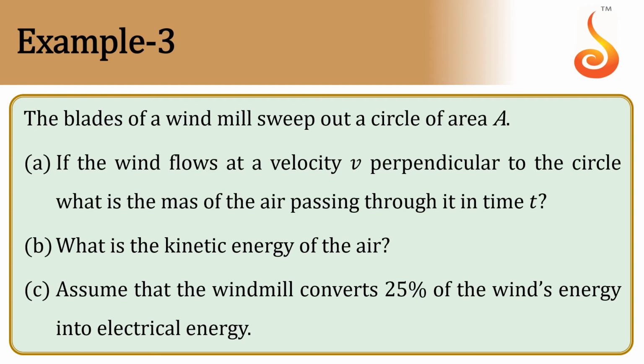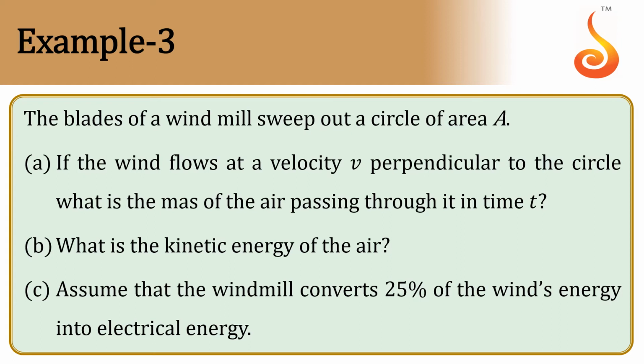Example 3. The blades of a windmill sweep out a circle of area A. Option A. If the wind flows at a velocity v perpendicular to the circle, what is the mass of the air passing through it in time t? Option B. What is the kinetic energy of the air?